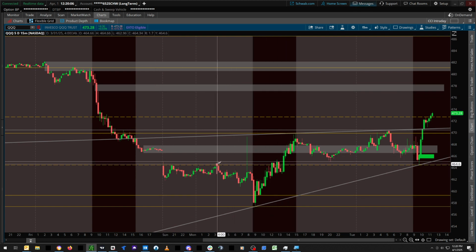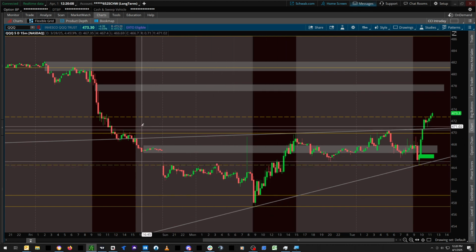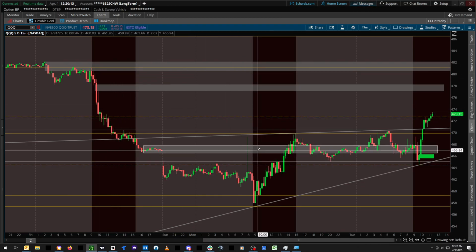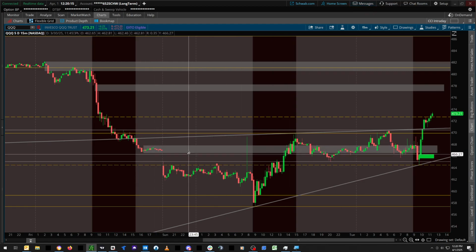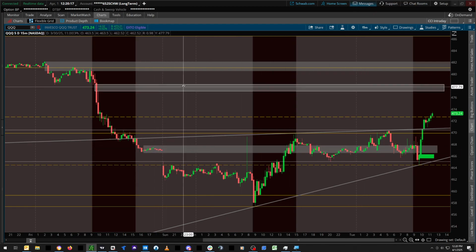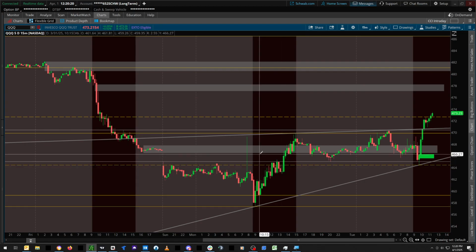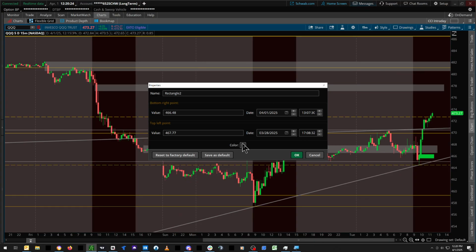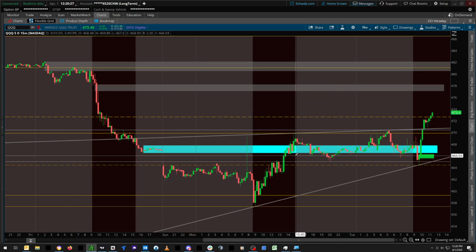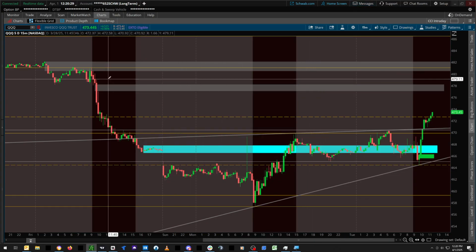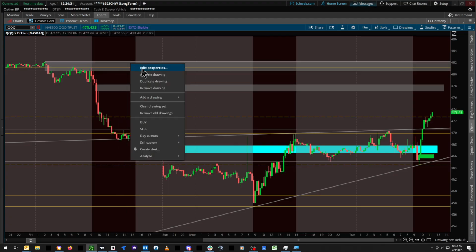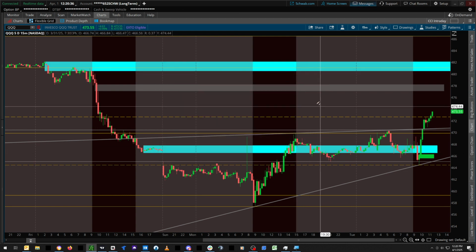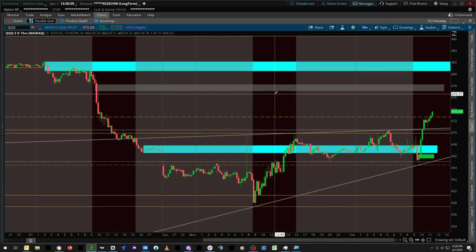Trend lines, horizontal lines, which are based on targets, based on highs and lows, maybe some consolidation zones, and some fair value gap zones. All right, I'm going to color this one blue to stand out as a consolidation zone. I'll do the same with this one. I like gray for my fair value gaps.